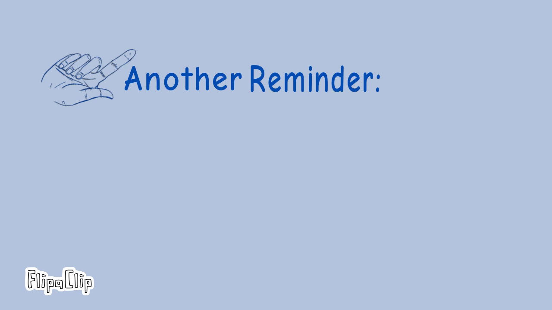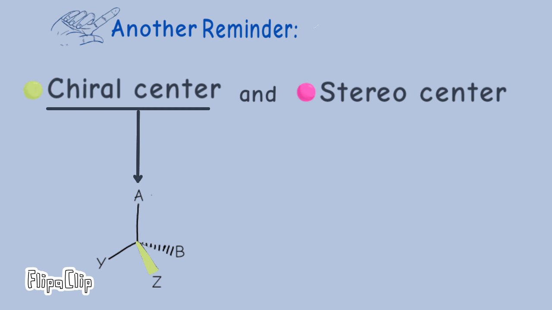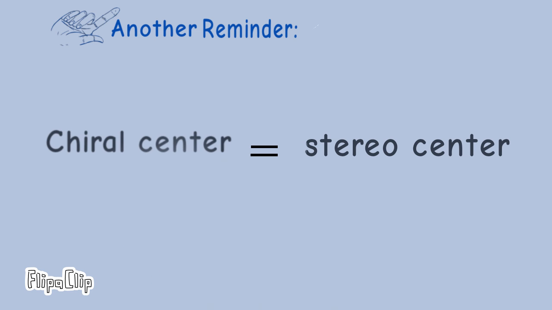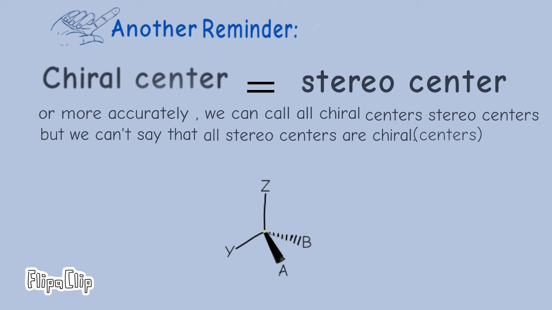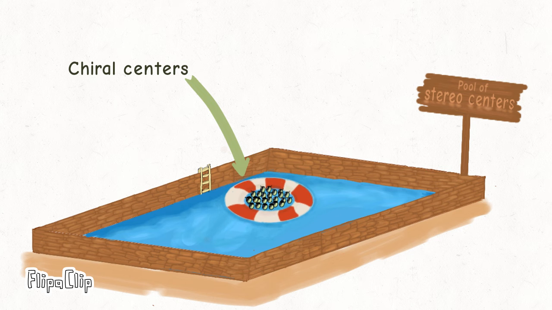I want you to know the difference between chiral centers and stereocenters. Chiral centers, by definition, have 4 different substituents. Stereocenters, by definition, are atoms for which the exchange of 2 substituents results in a stereoisomer. Just by definition, we can tell that chiral centers are stereocenters. Because they have 4 different substituents, the exchange of 2 will inevitably result in a stereoisomer. But not all stereocenters have to be chiral centers. In other words, chiral centers are just a small group of the pool of stereocenters.